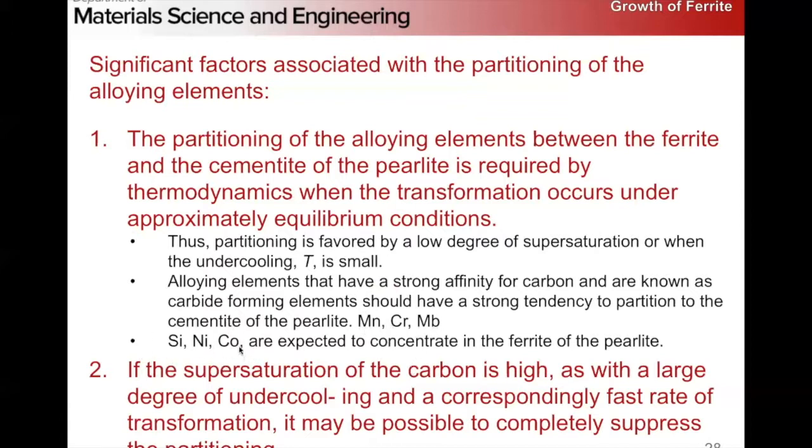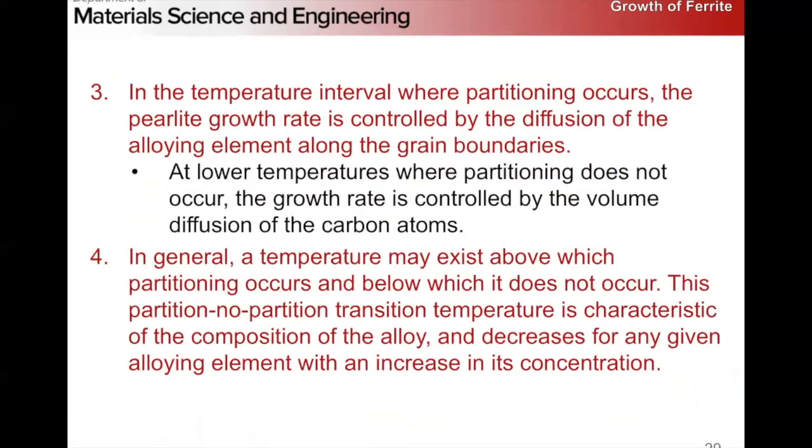Silicon, nitrogen, and cobalt are going to concentrate in the ferrite. And if the supersaturation of carbon is high, right, like in a large degree of undercooling or correspondingly fast rate of transformation, we can suppress this partitioning, right? So hypereutectoid steels are going to tend to partition much less. The alloying elements are going to partition much less than in hypoeutectoid steels.